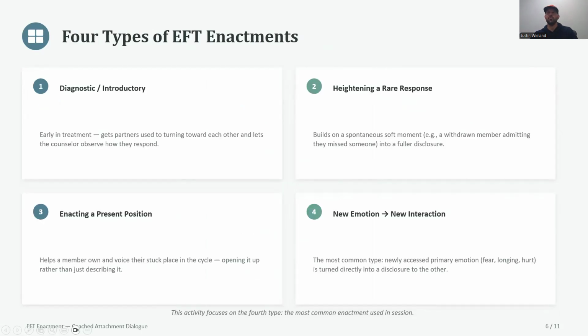So there are four types of EFT enactments. I will just focus on number four for this activity, but number one is at the beginning. It's more towards assessment, so observing how family members are interacting. And then number two, heightening. So when moments come up that are rare, whether it's a vulnerability or emotion, just to draw attention to it or to positively reinforce it.